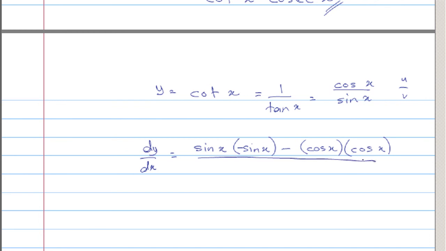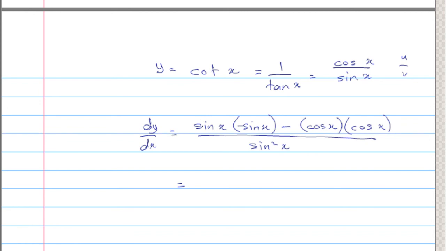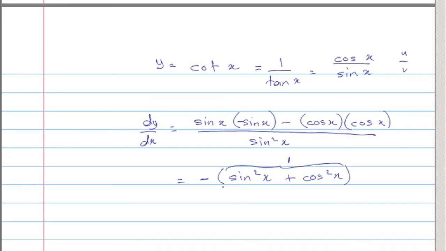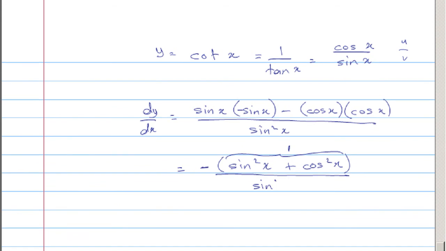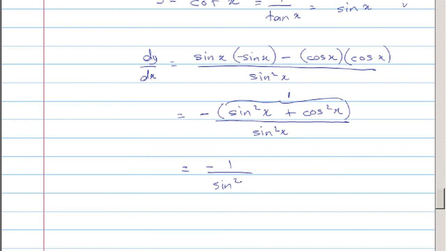divided by the denominator squared, so that's divided by sine squared x. Now in the numerator I get minus sine squared x minus cos squared x. So what I'll do is take a minus out and write this as sine squared x plus cos squared x. And you can obviously see why I've done that, because now this part becomes equal to 1, because sine squared x plus cos squared x equals 1. Divide that by sine squared x. So this gives me minus 1 over sine squared x. But since 1 over sine is equal to cosec x, this will be minus cosec squared x.